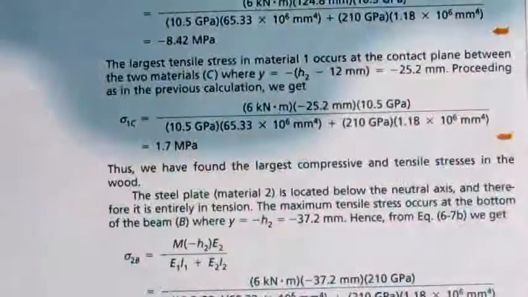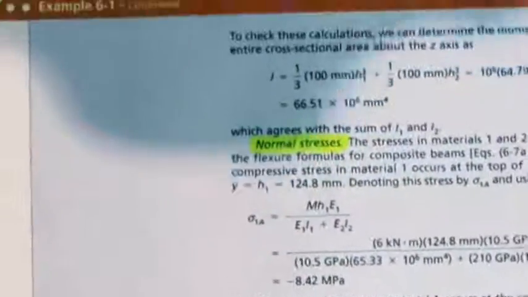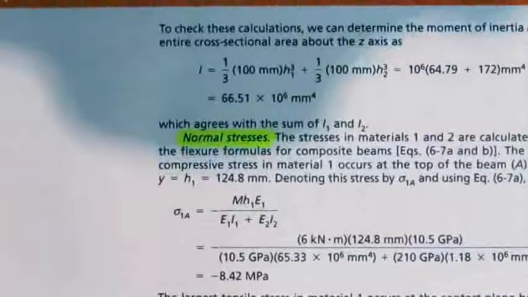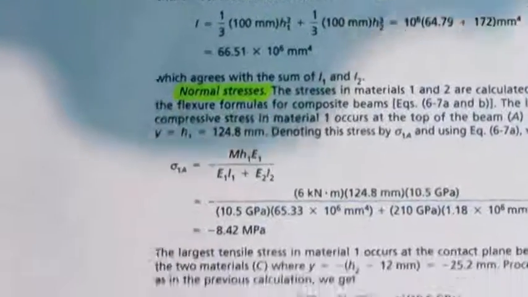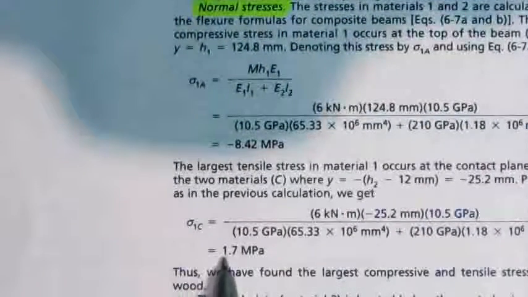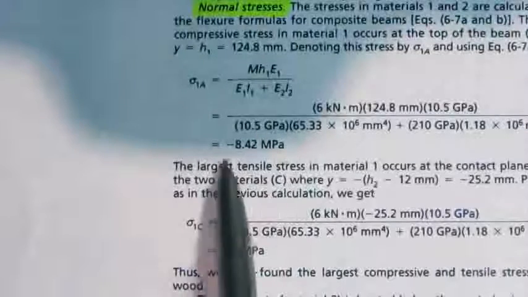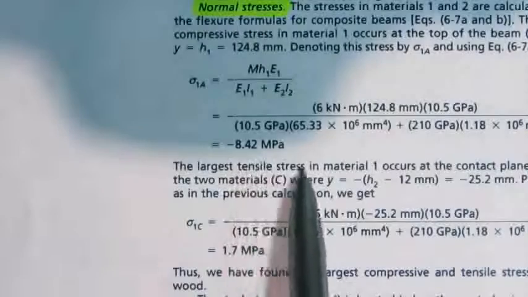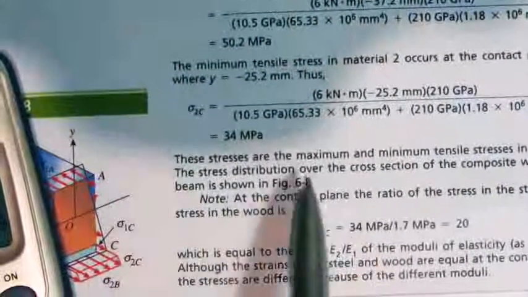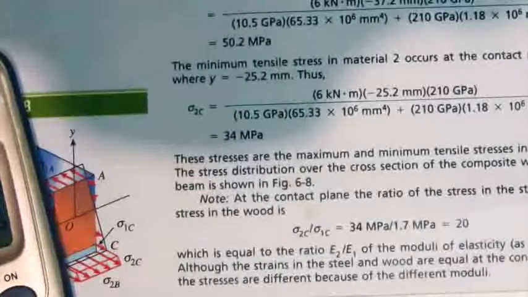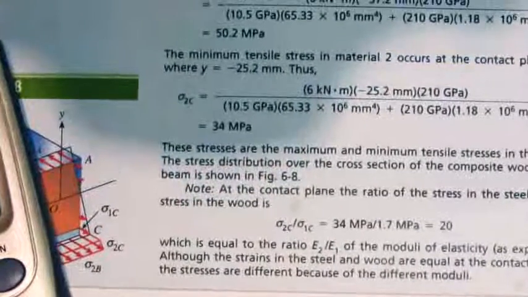Okay, that's essentially what they do to calculate the normal stresses here, which is the maximum compressive stress on material 1, and they do the same thing for material 1 again, but now for tensile. Negative shows that it is compressive, and positive shows that it is tensile, and you apply the same principle to do the tensile and the compressive stresses for the steel.